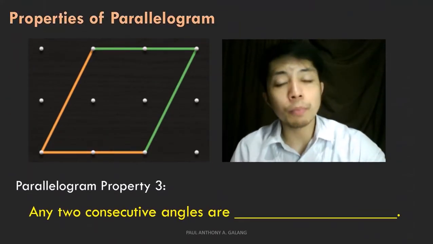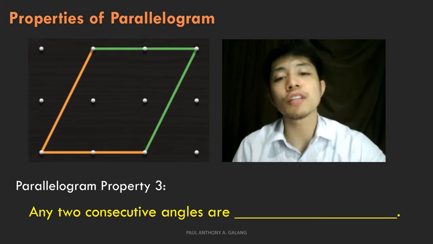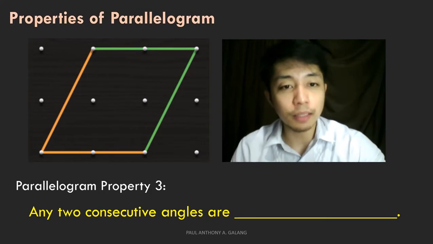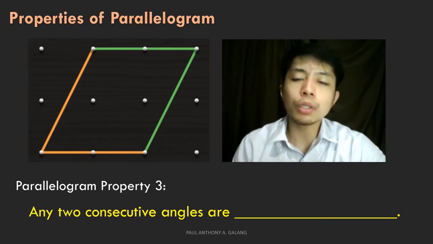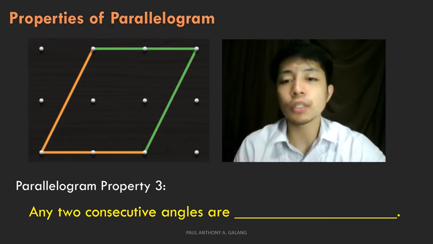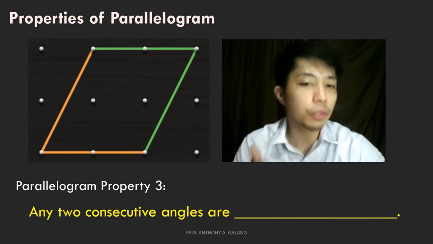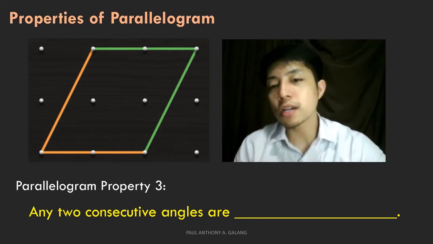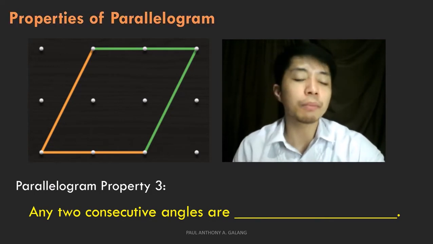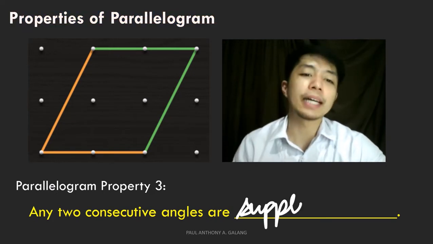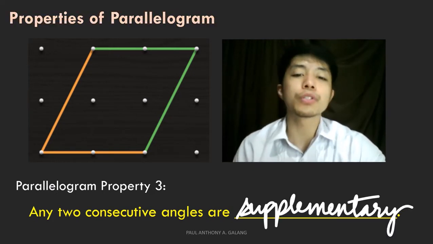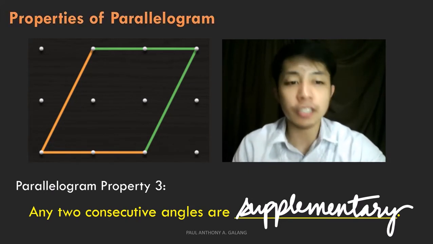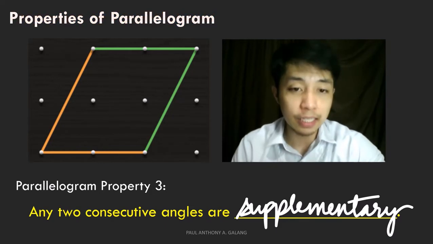For the third property: any two consecutive angles are blank. Consecutive here also means adjacent, meaning in the given illustration, look for two angles that are next to each other. What do you see? Can you describe it? Alright, the word that best fills the statement is supplementary. Why supplementary? Because when you add two consecutive or adjacent angles, the sum will be 180 degrees.